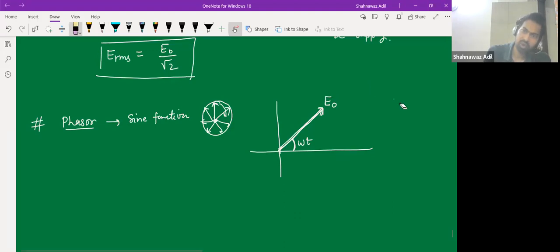And when you drop down this vector, we already know the resolution of vectors. We have this vector whose magnitude is r, and this is theta. This vertical part is r sine theta. So we have this E naught, and when we drop this vector to the y-axis, it gives us E naught sine omega t. This gives the instantaneous AC supply, and this was the angle. So this we understood.